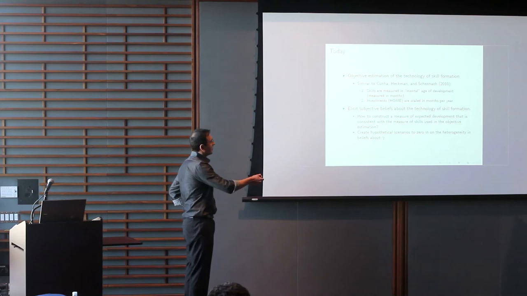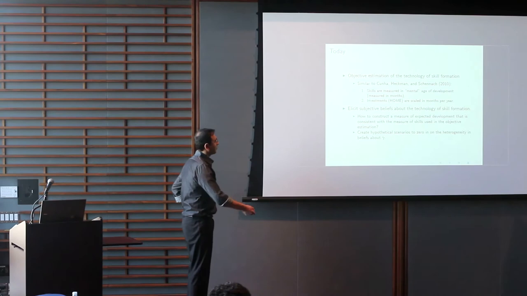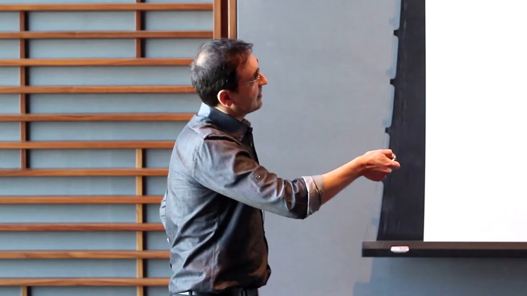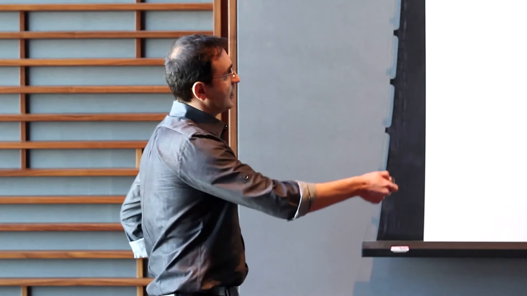What I'm going to do today is, because I'm only going to look at skills up to around age two, I'm going to construct a mental age of development. The way I'm going to do this is basically through an item response theory analysis of the score that is used and available in the CNLSY. And the same thing is going to be for the component of investments. There, I'm going to scale in months of investments per year. So instead of looking at days, hours per day, I'm just going to transport that into months per year. So the dependent variable is a measure of stock measured in months. The investment is a flow of number of months of investment per year, okay?